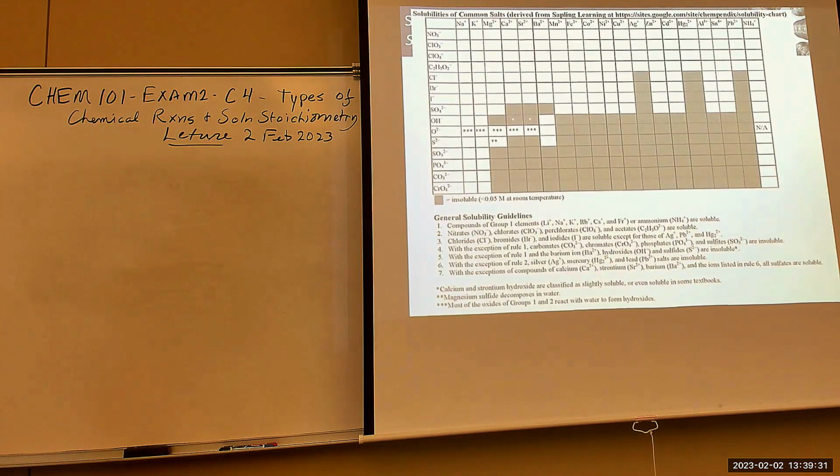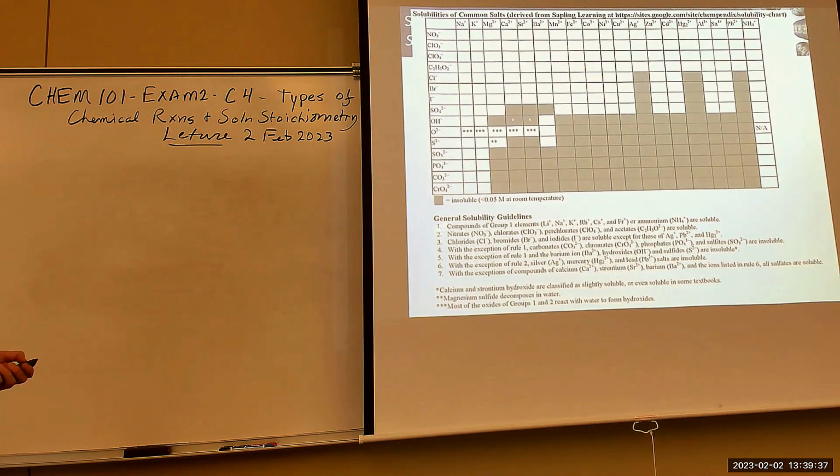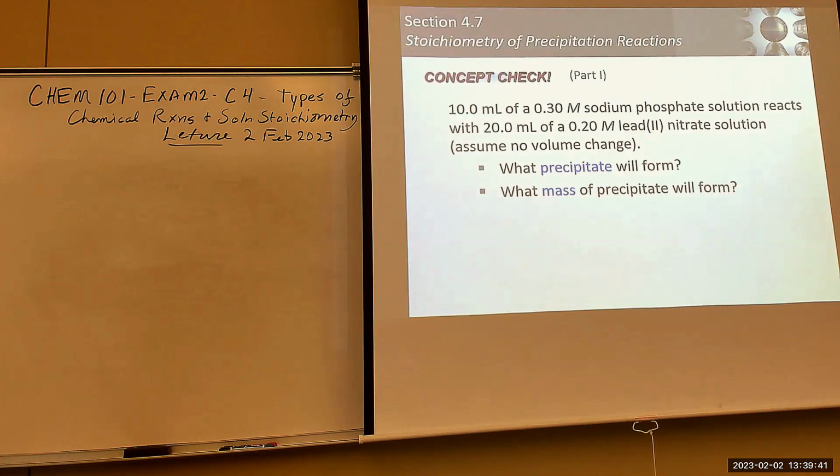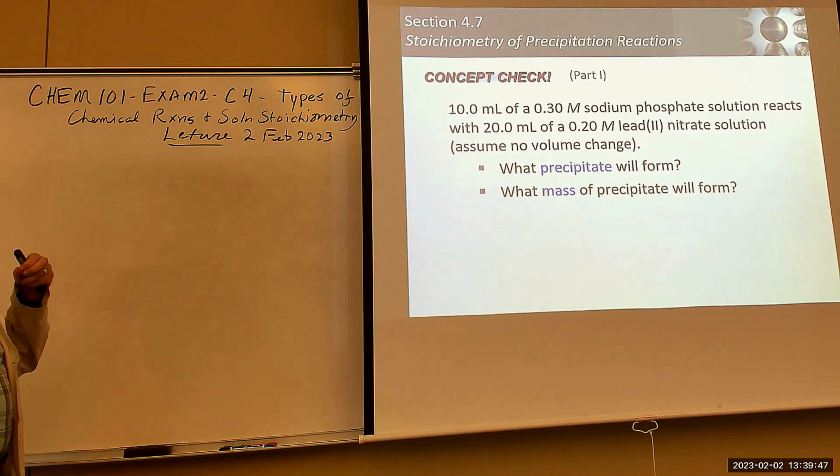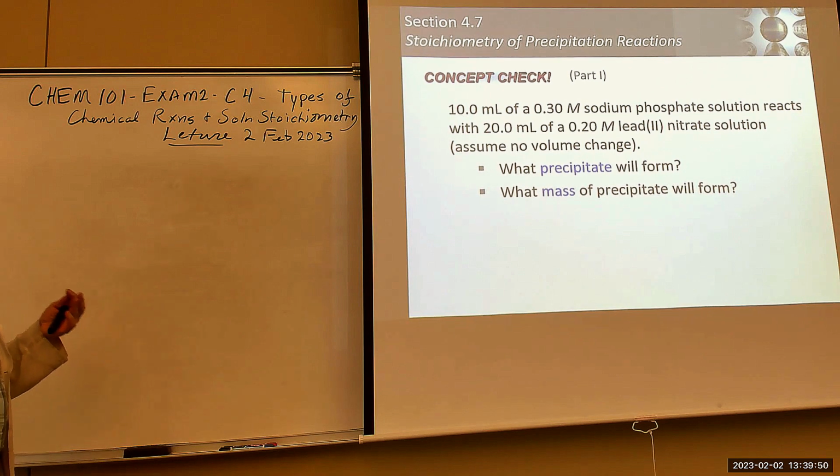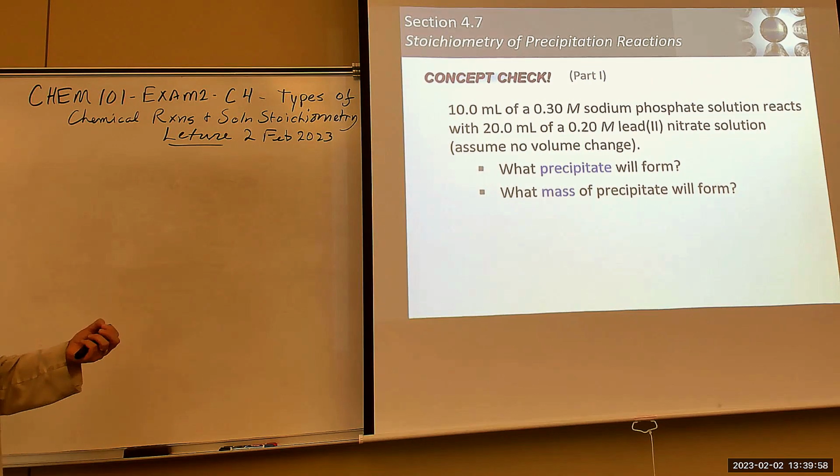All right. Well, okay, so there's your solubility chart. And there's the rules down here, just in case you want to look them up. So in this case, we have 10 milliliters of 0.3 molar sodium phosphate solution, and we add it together with 20 milliliters of 0.2 molar lead 2 nitrate solution. And first of all, we say, will a precipitate form, and then what mass of precipitate will form.